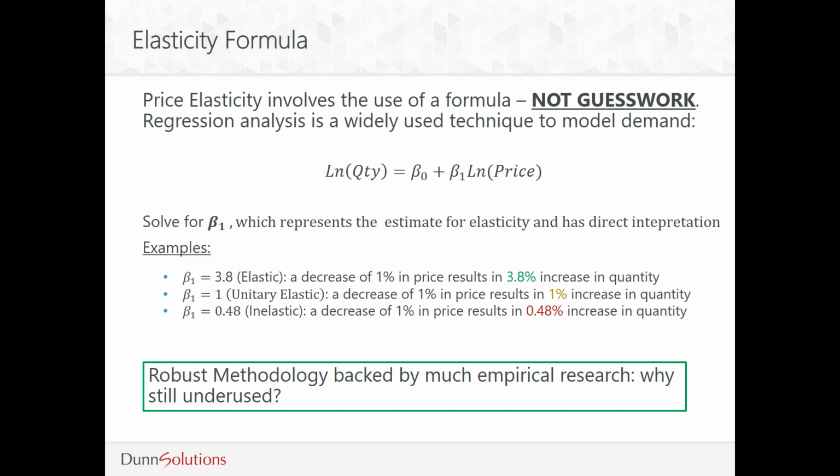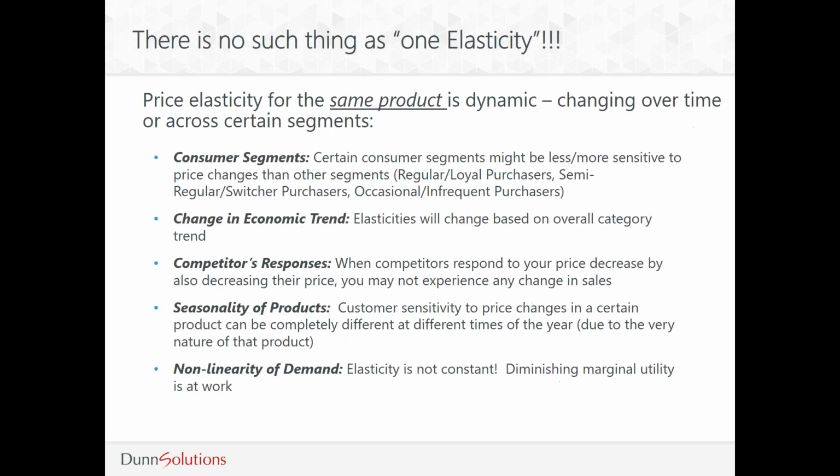So this is a very robust methodology. There are many versions of many more sophisticated formulas, and it's backed by a lot of empirical research. So the question is, why is it still so underused? Well, the answer is that it's difficult. There is no such thing as one elasticity measure. Price elasticity, even for the same product, is dynamic. So it's changing. It can be changing over time or across certain segments.